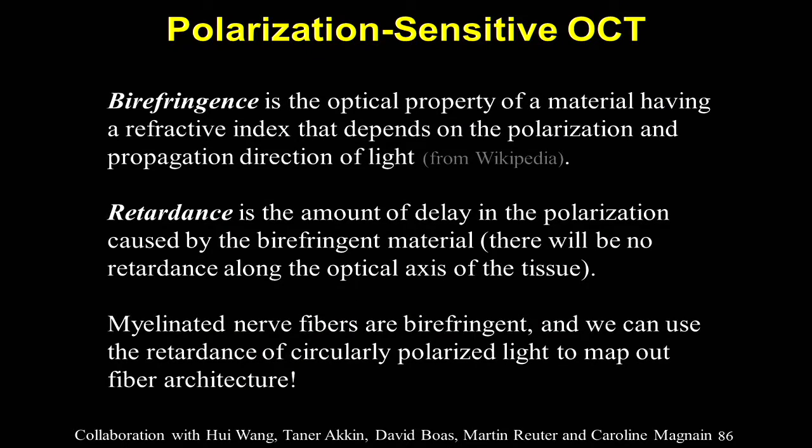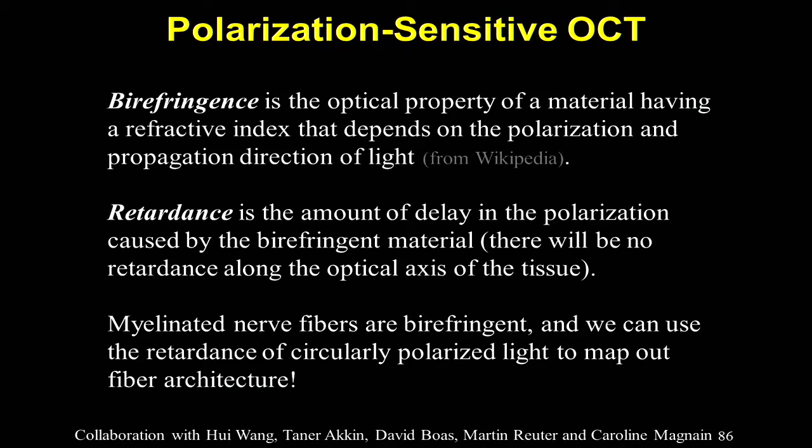There's another game that one can play with OCT. We can take advantage of birefringence. So birefringence is the optical property of a material having a refractive index that depends on the polarization and propagation direction of light. So we can stick polarized light into the tissue, and then the polarization of the light that comes back tells us something about the orientation of the tissue. So essentially, we can get something that's like a diffusion tensor scan with the OCT. This is work that Hui did with Tanner at UMin before she came to MGH.